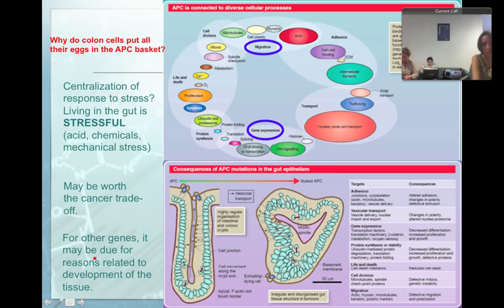It may be due to the development of the tissue, why they use it. It's not clear why different cell types are so dependent on particular genes. Because they get colon cancer, they don't get brain cancer. So we don't know. I mean, the answer is we don't know why, but we just see it.